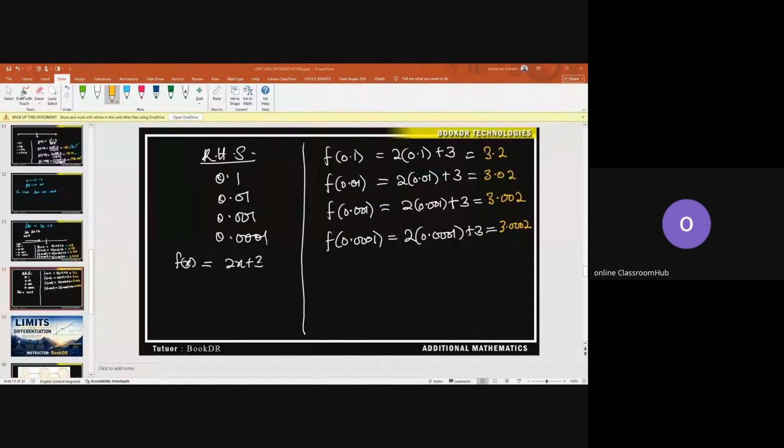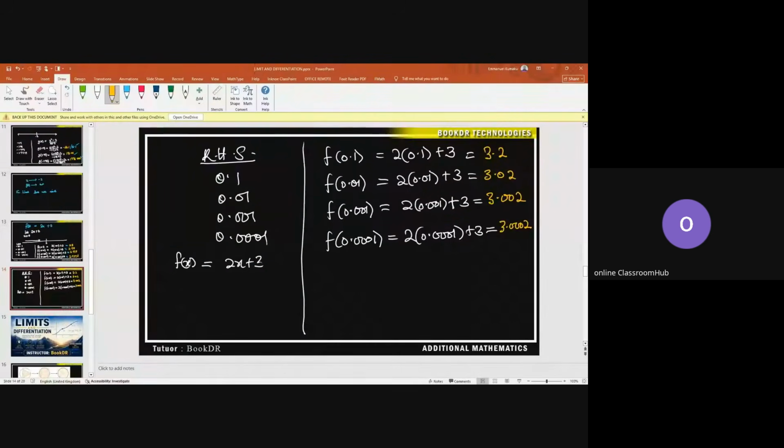Reginald. Yes, sir. So for this function, the values are also getting closer to 3. Good. You can see that the values are also gradually moving towards 3. 3.2 became 3.02, became 3.002, became 3.0002. The next one, who can even predict the next one?